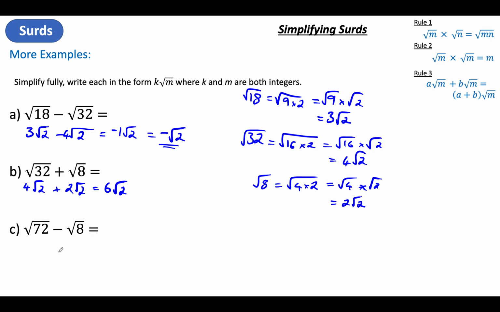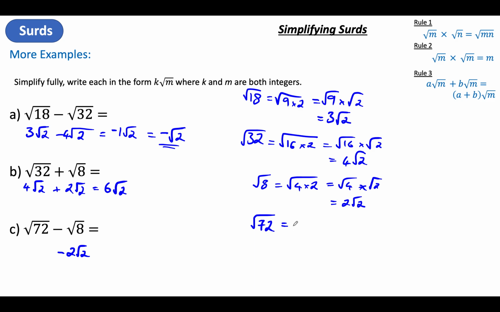Okay, now I've got over here root 72 minus root 8. I know what root 8 is, because that's 2 root 2. I haven't done 72 yet. Let's see, I wonder what square numbers would divide 72. Let's think.